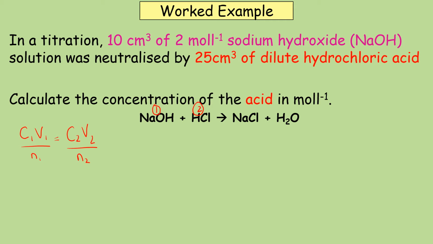So sodium hydroxide is number 1. Do I know the C1? Okay, so we're starting off over here. We're going to try and replace C1, V1, N1, C2, V2 and N2. We want to be able to replace 5 of those 6 with a number. Okay, and we're just going to go through it one at a time.